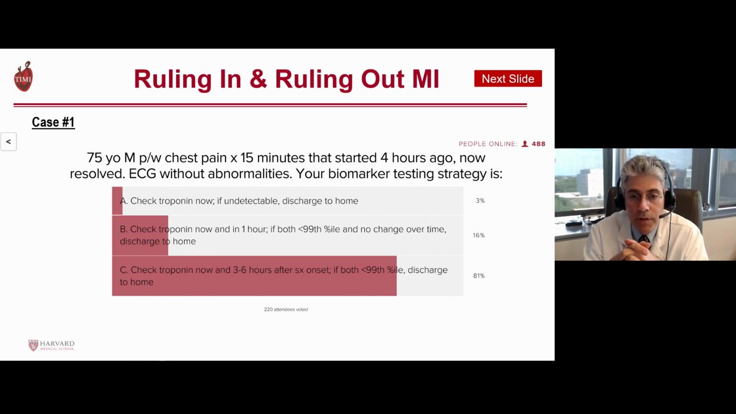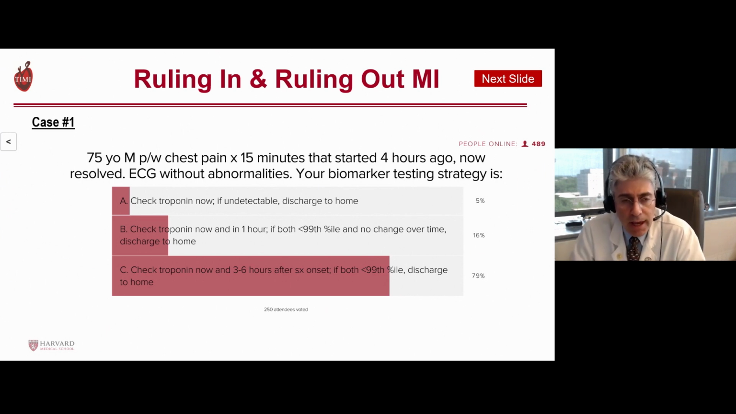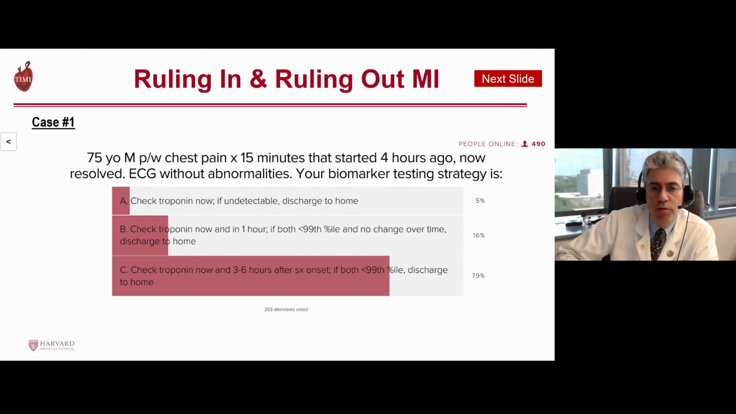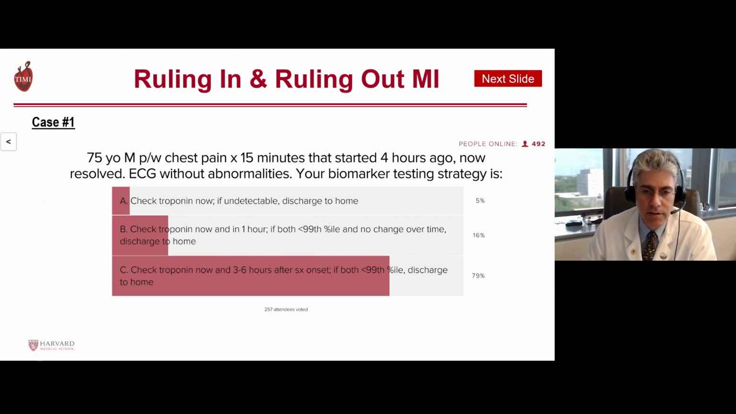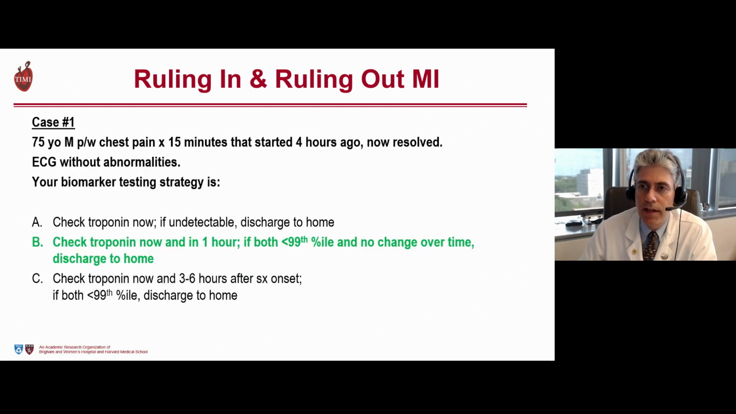Okay, good. So we have a lot of votes in. I'll say that the vast majority are choosing option C, check a troponin now and 3 to 6 hours after symptom onset. Okay, let's go to the next slide that will show the correct answer. And I am going to do that myself.